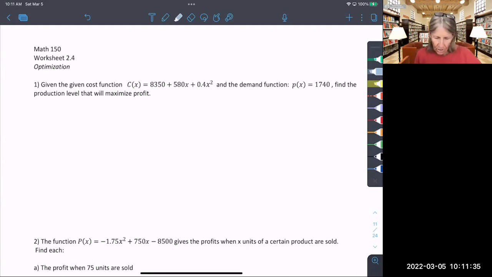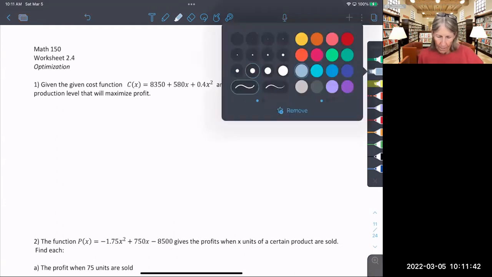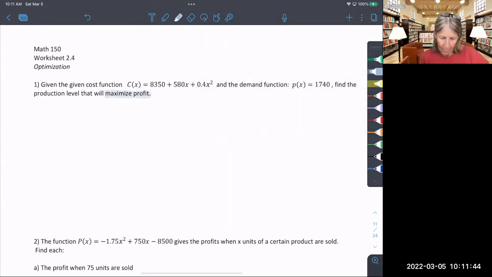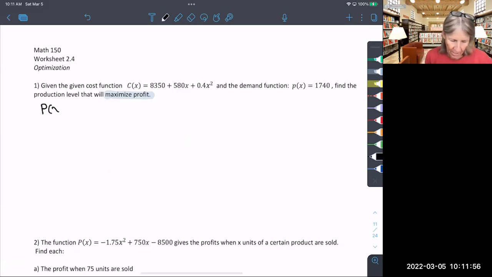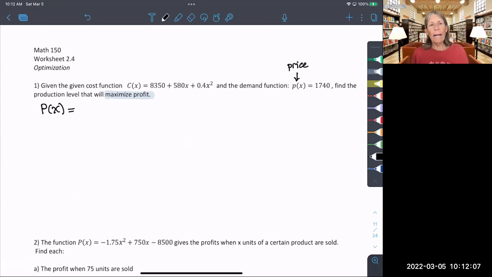We're given a cost function and a demand function. Find the production level that will maximize profit. Okay, so if we're trying to maximize profit, whatever it is that you're asked to maximize or minimize, that is what you need an equation for. So the first thing I'll need is a profit equation. I have a cost function and I have a price function. That's not a profit function, that's a price function.